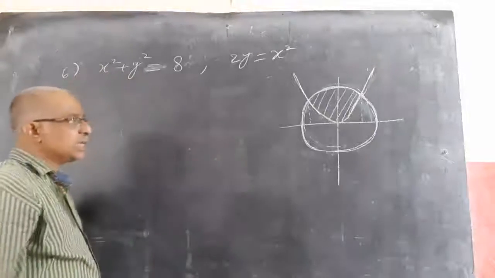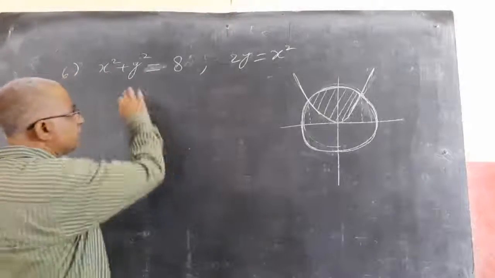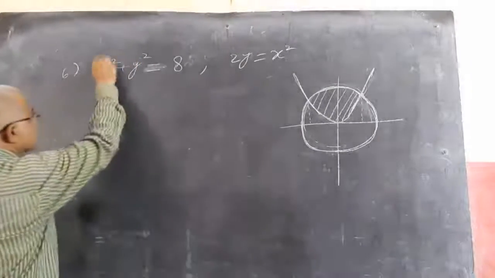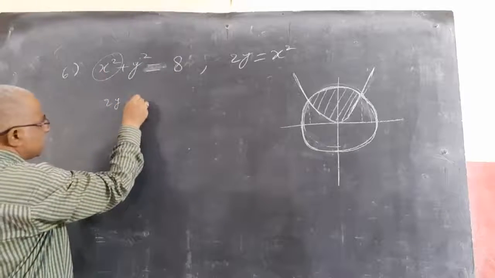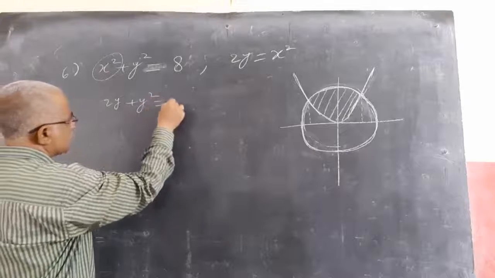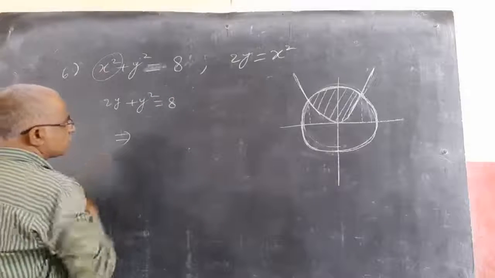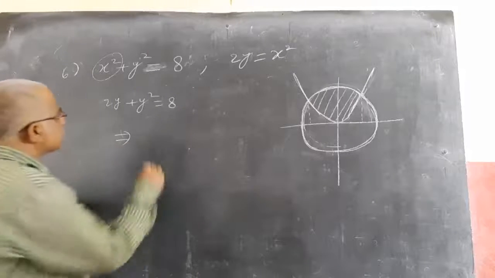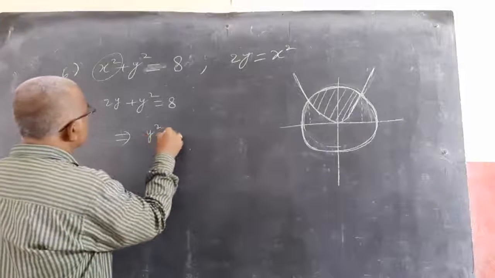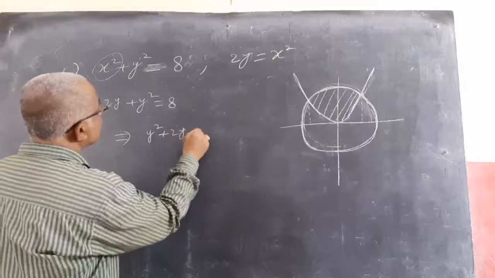So for that, I'll find the two limits, means equating the two. So in place of x square, I will write 2y. So 2y plus y square equal to 8 implies y square plus 2y minus 8 equal to 0.